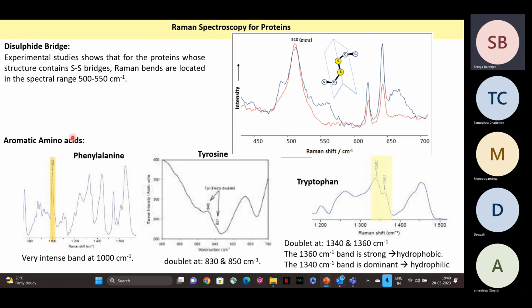Again, aromatic amino acids have very characteristic Raman spectroscopy. Like phenylalanine has one intense peak at 1000 centimeter inverse. Tyrosine has two peaks at 830 and 850. And tryptophan has two peaks at 1340 and 1360.